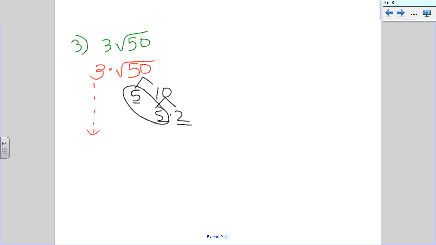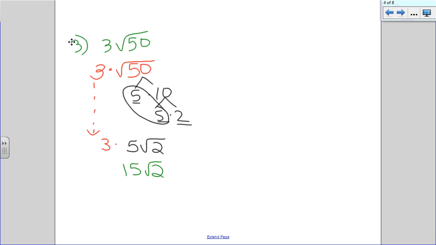The 5s get pulled out. The pair is what gets pulled out, so this gets pulled out as a 5. What's going to stay underneath the radical, Renise? 2. But remember, guys, I told you you have this 3 here that needs to get put in there, and you're simply going to multiply 3 times 5, and so we get 15 square root of 2.